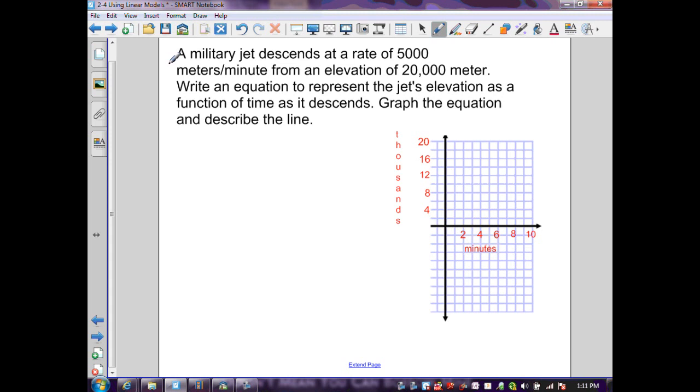A military jet descends at a rate of 5,000 meters per minute from an elevation of 20,000 meters. Write an equation to represent the jet's elevation as a function of time as it descends. Graph the equation to describe the line.